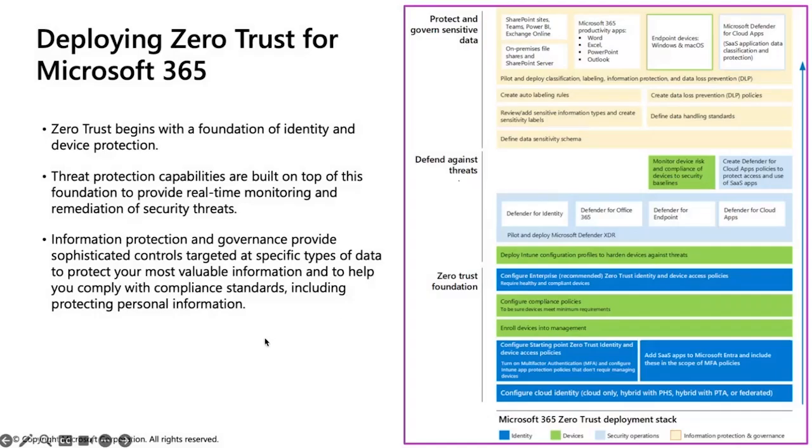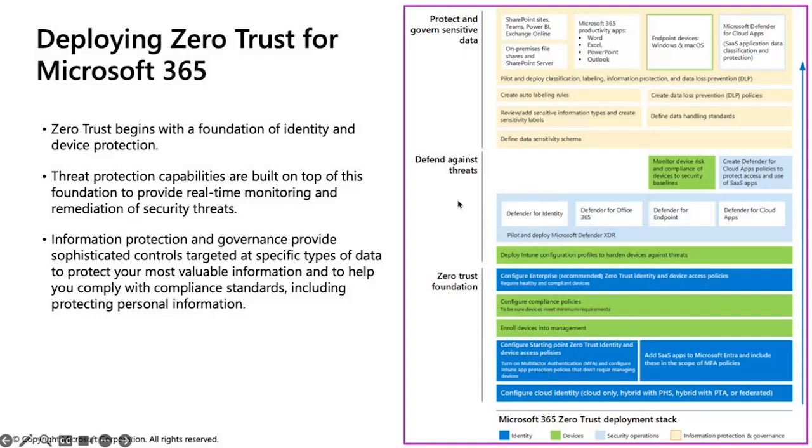In Microsoft 365, everything starts with the basic Zero Trust Foundation, where we protect identity and start onboarding the devices. We enroll devices, we configure compliance policies. We also configure cloud identities, hybrid, PHS, PTA, depending on what I want to use. We enable conditional access policies, MFA. All these things come under the very basic level foundation.